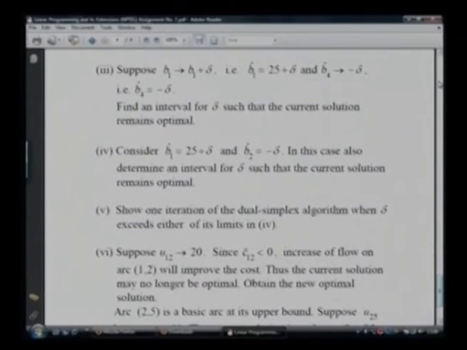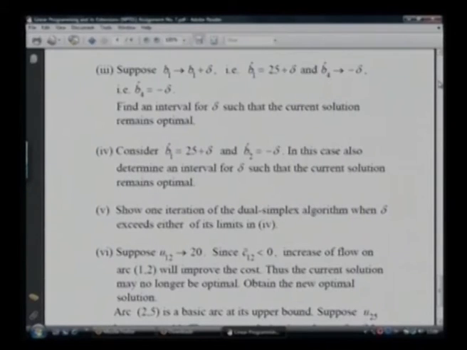Then I am asking you to show one iteration of the dual simplex algorithm when delta exceeds either of its limits in 4. So here now I want you to consider changes in delta beyond this feasible interval, and then you will have to use the dual simplex pivot to find out a new optimal solution.